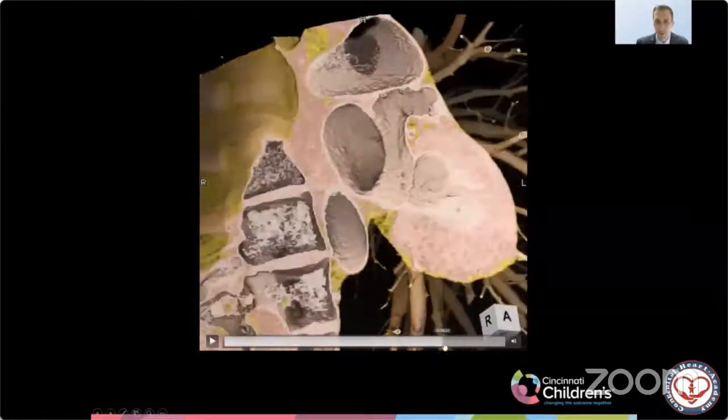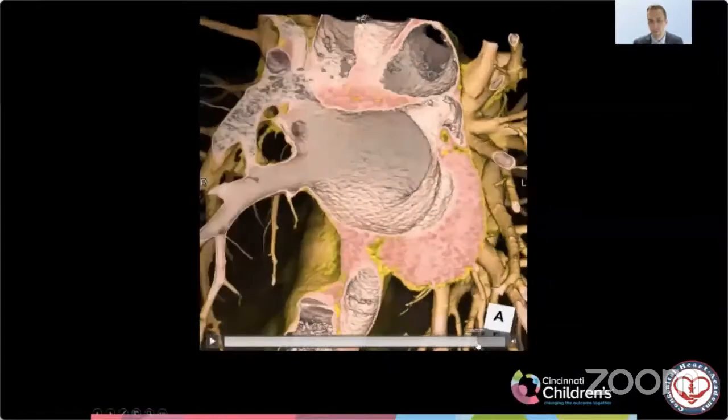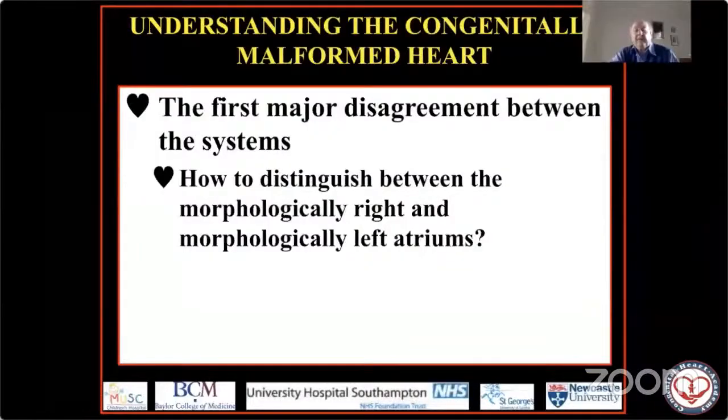And then we'll dissect back over towards the right side to look at the right pulmonary veins. Again, a very large, smooth body and venous component to the left atrium. So that's how we look at the atrial chambers, and we now, using the morphological method, use the appendage to distinguish between what is morphologically right and what is morphologically left.